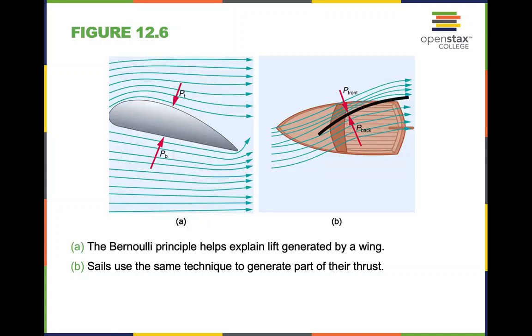Okay, so for A, the Bernoulli principle explains lift generated by a wing. Anything with wings, from an airplane to birds, you see that the airflow goes above and under it, but the pressures are directed toward it. For B, sails use the same technique to generate part of their thrust. Kind of the same thing here. The airflow goes a certain direction, but that middle point is where all the pressures go to.